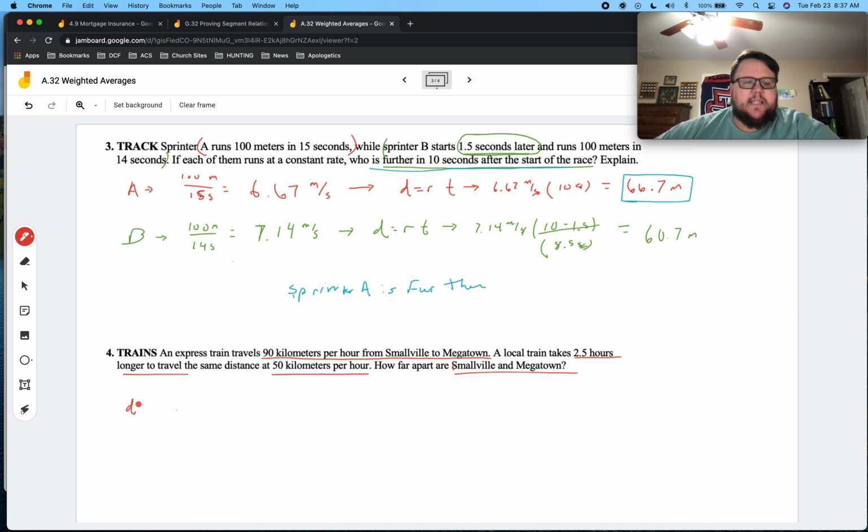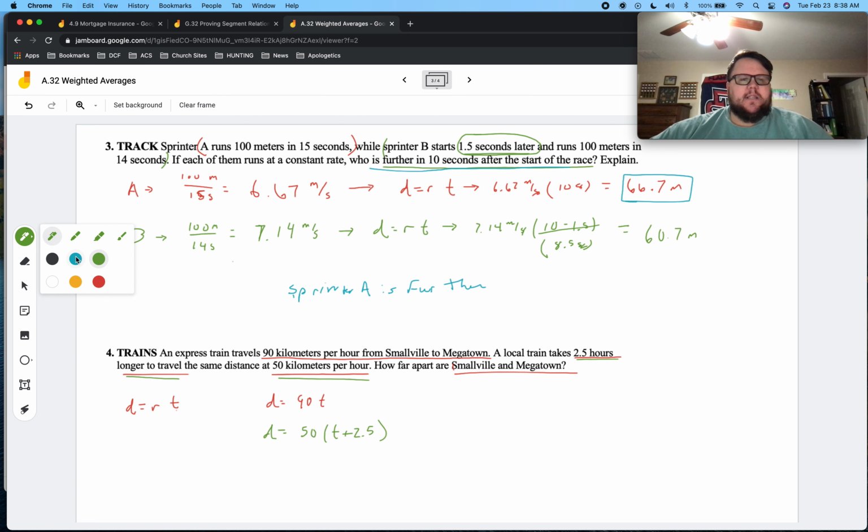So remember, distance equals rate times time. So we have distance for the express train: D equals 90 times T. That's for the express train. Now we're going to do distance for the local train. It's 2.5 hours longer at 50 kilometers per hour. So the distance for the local train is going to be 50 kilometers per hour times T, same T, but we're adding 2.5 hours, so plus 2.5.